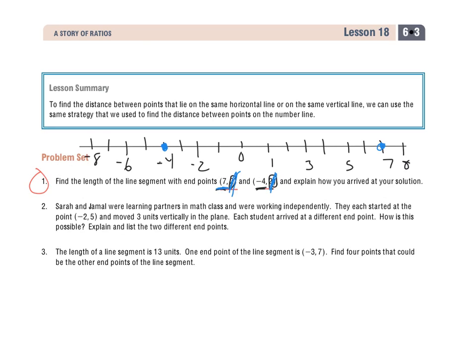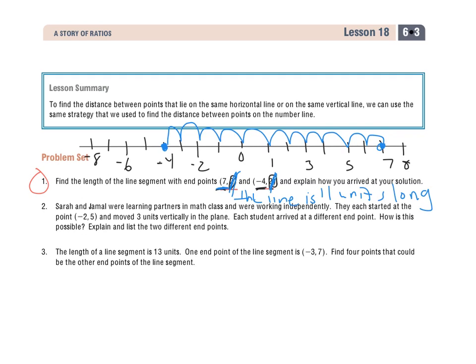So I'm going to start at one of them, and I'm actually just going to count jumps all the way to the negative 4. So 1, 2, 3, 4, 5, 6, 7, 8, 9, 10, 11. So the length is 11, and I'm going to say units long. I could probably do a better answer statement by saying the line segment is 11 units long. So it's a line segment, it's 11 units long.